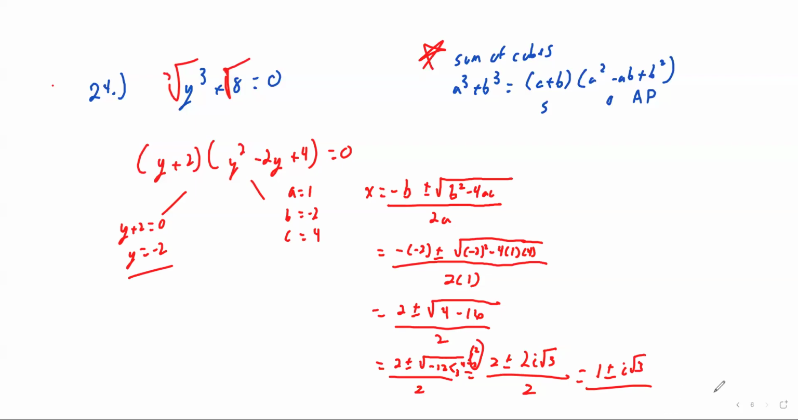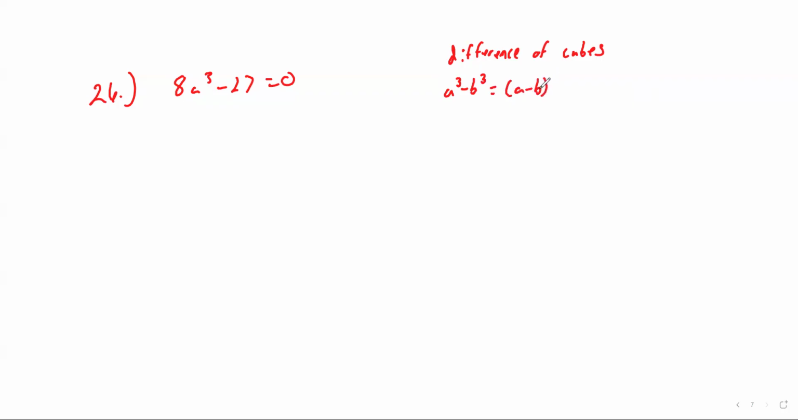Let's do another one, but with difference of cubes. So let's look at number 26. 26, again, is given as 8a cubed minus 27 equals 0. So notice it's a binomial, and it has a potential cube. So I'm going to say this could be a difference of cubes. The difference of cubes was a cubed minus b cubed is equal to a minus b times a squared plus ab plus b squared. Remember, it's same sign, opposite sign, always positive.